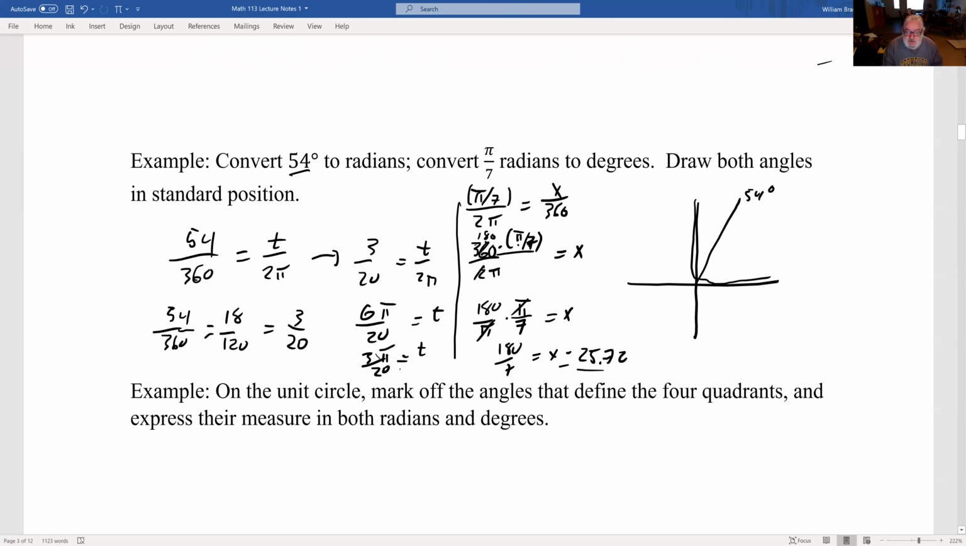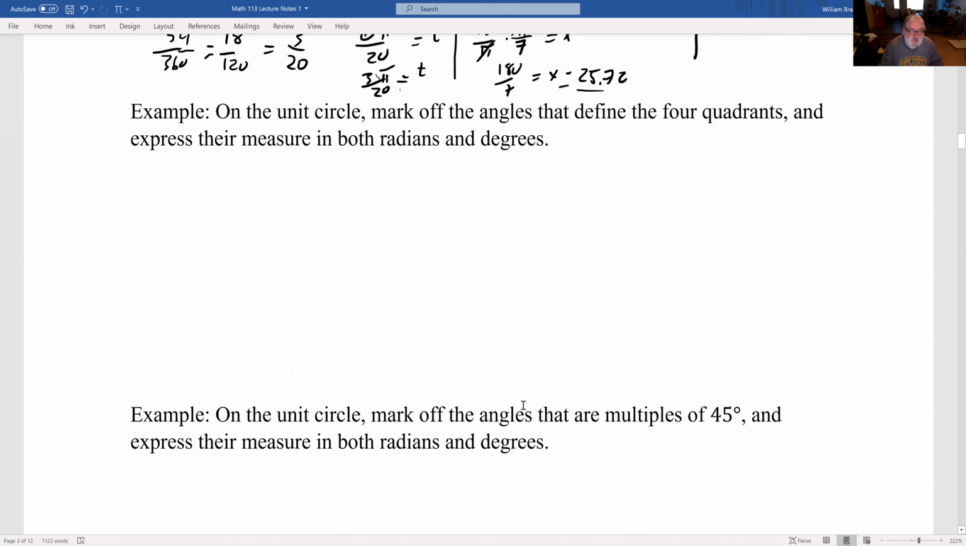25.72 degrees, that's less than 90 degrees. It's also less than 45 degrees, which is sort of the diagonal there. So it's going to be down here a little bit. 5 over 7 radians. So we can draw them. They're both acute angles. So, unit circle.